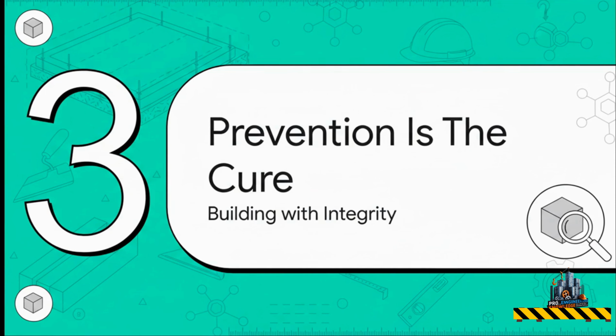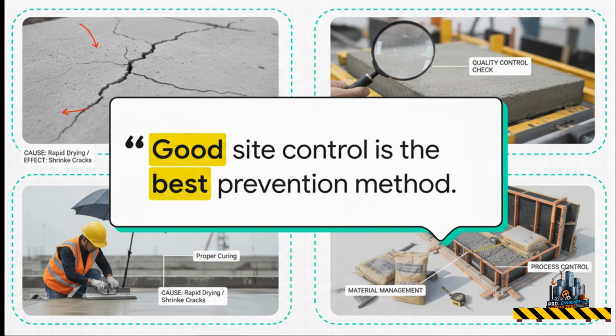Okay, so we've diagnosed the problem, we've figured out the root causes, so what's the cure? Well, the good news is this stuff is totally preventable. So let's talk about how to get it right and build with integrity from day one. So what's the big secret to preventing all this? Honestly, it's not some fancy high-tech gadget. The single most effective thing you can do is just have good site control.